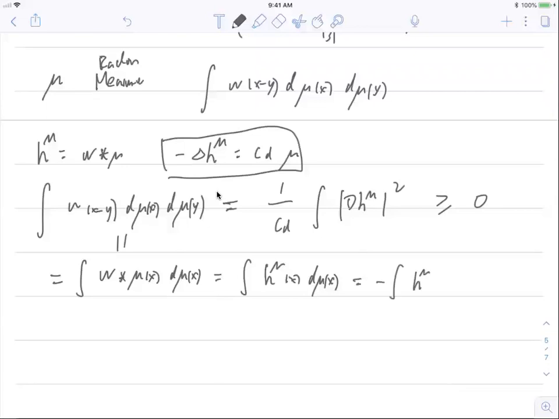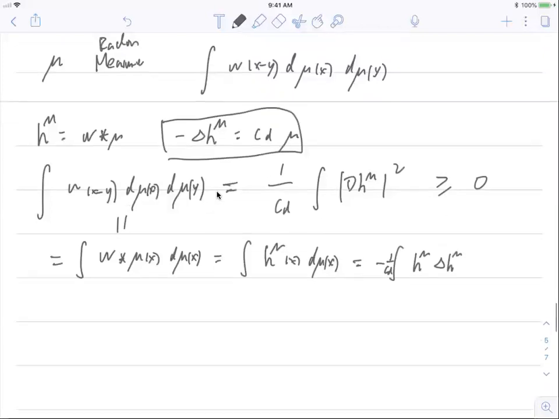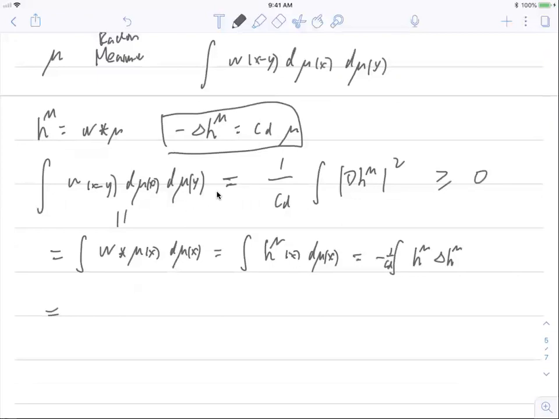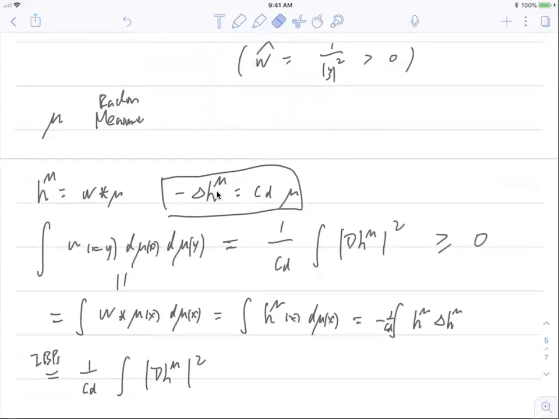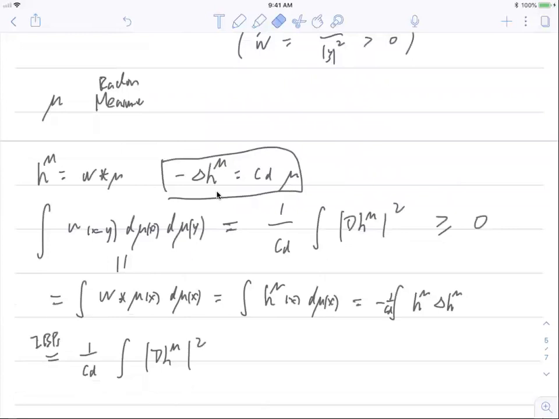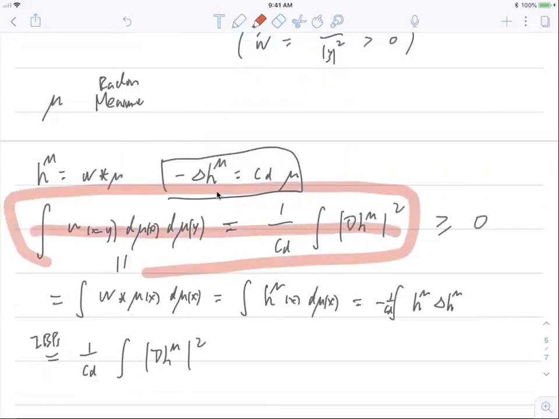So h mu over CD. We just use that equation to write mu as 1 over CD Laplace h mu. Then we can do integration by parts, and using integration by parts we just get this. So using this way, we can represent this quantity. We can represent the Coulomb norm using the potential. We can get this.